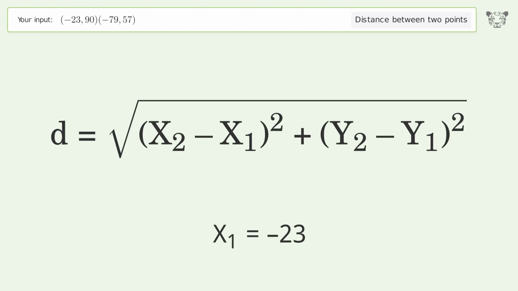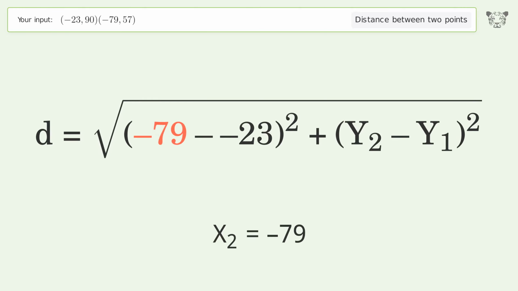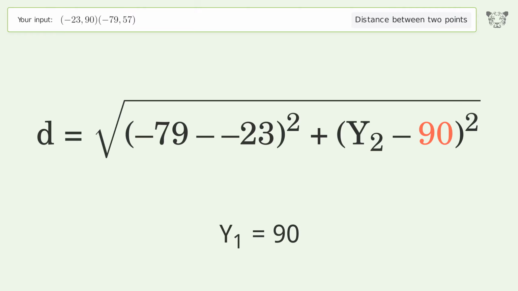x1 equals -23. x2 equals -79. y1 equals 90. y2 equals 57.